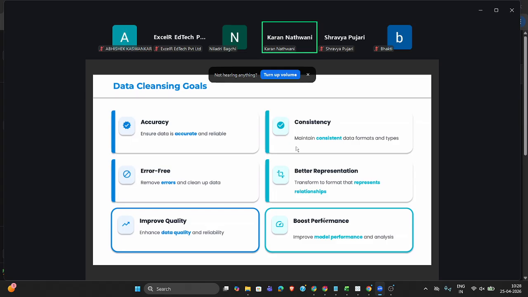Then it makes no sense, because you have already wasted a lot of time on analysis of the wrong data. So you should boost the performance by cleaning the data in the beginning itself, because it will help the model performance.